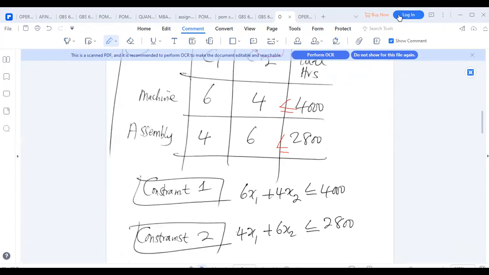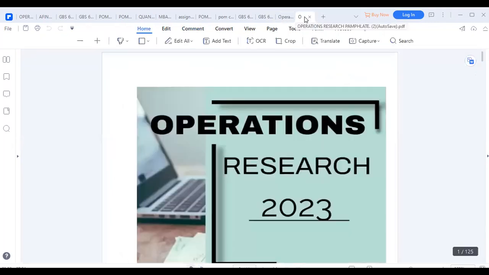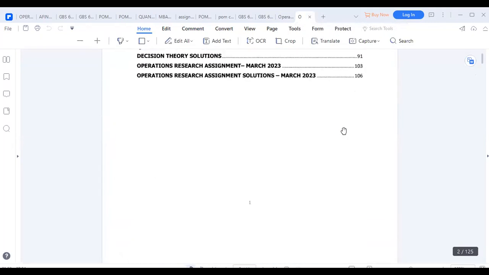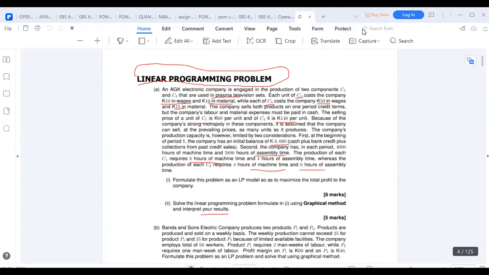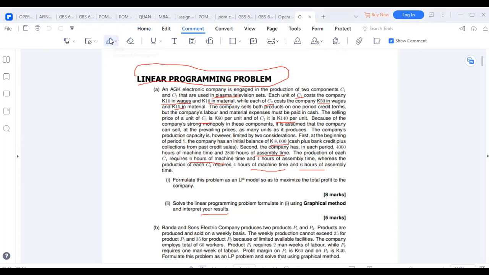So this information is being obtained from this one here, where we have the question here for AGK Electronic Company. The information relating to the formulation of the LP is from this one here.